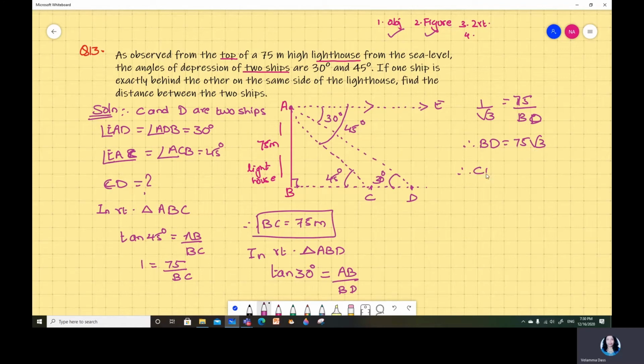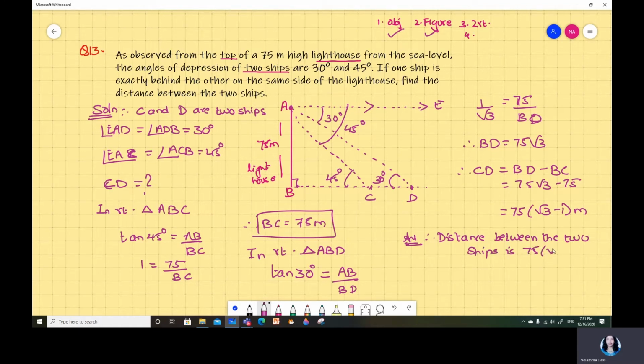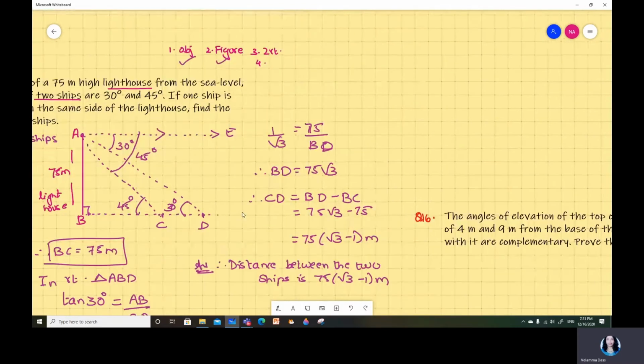So can we find the distance between these two ships? That is CD equals BD minus BC. So we have 75 root 3 minus 75. As you can see, this is an irrational number and this is a rational number, you cannot subtract, and the value of root 3 is not given. So we will just take 75 common, and here you can leave the answer as it is. And then don't forget to write the final answer. Therefore, the distance between the two ships is 75 times (root 3 minus 1) meters. I hope you have understood. Let's move to the next one, students.